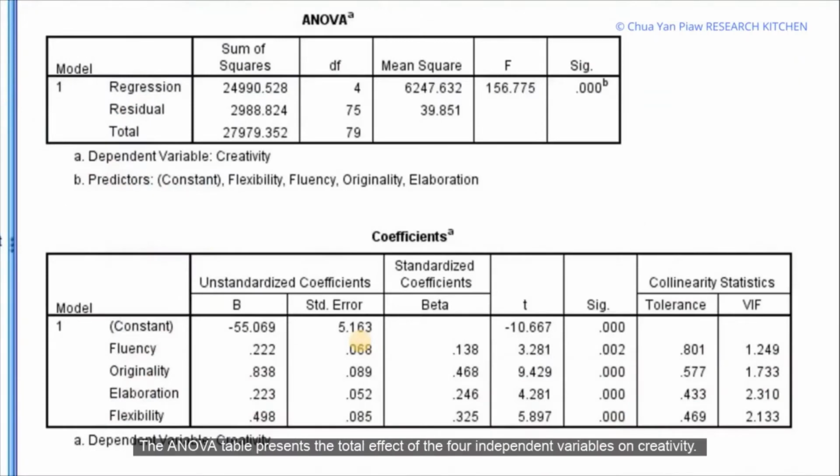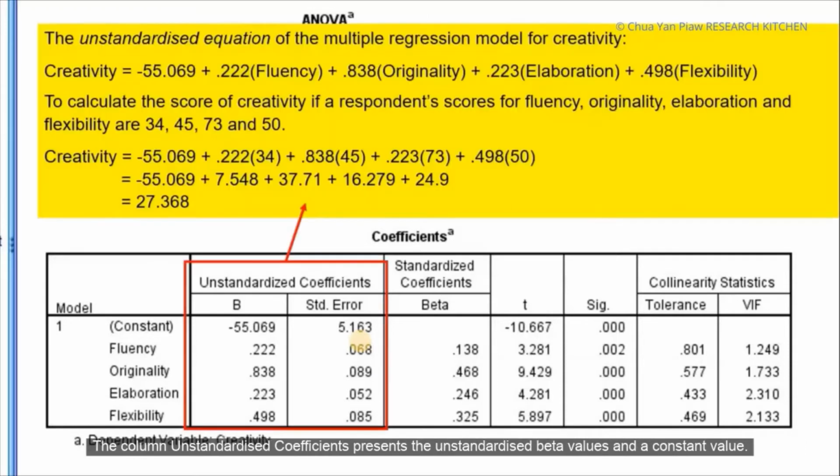The next table is the coefficient table. The Anova table presents the total effect of the 4 independent variables on creativity. On the contrary, the coefficient table presents the individual effect of each of the 4 independent variables on creativity. The column unstandardized coefficient presents the unstandardized beta value and a constant value. From the values, we write the unstandardized equation of the multiple regression model for creativity. This equation can be used to calculate the score of the variable for respondents. For example, to calculate the score of creativity if a respondent's scores for frequency, originality, elaboration, and flexibility are 34, 45, 73, and 50, we insert the scores in the equation to calculate the creativity score, which is 27.368.